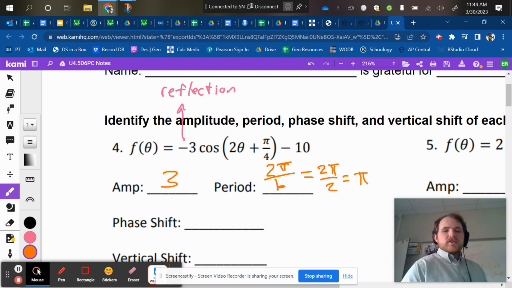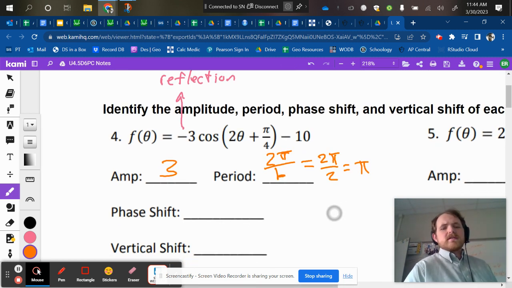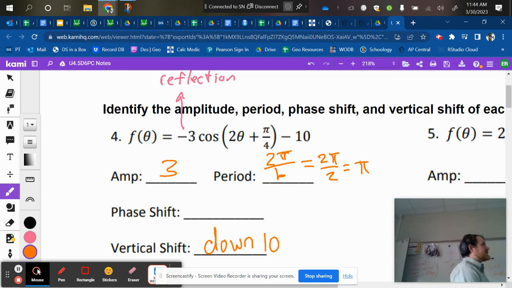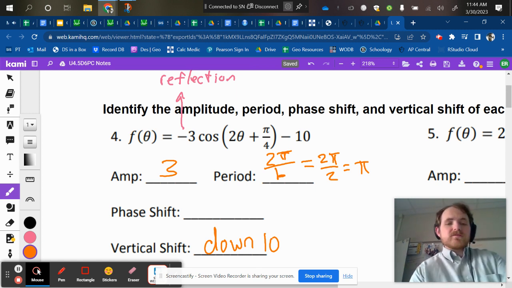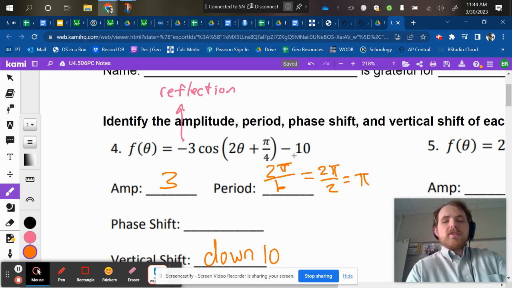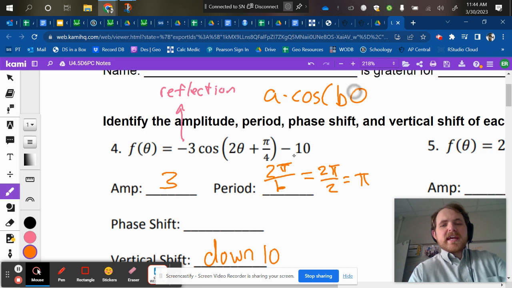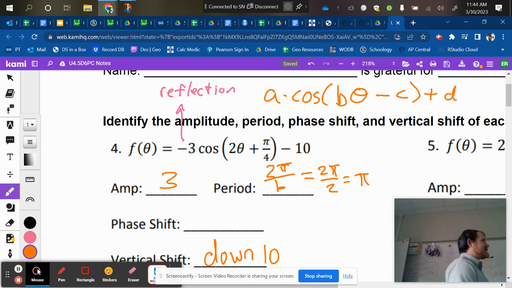Then what is the vertical shift? Minus 10. I'm going to say down 10. And the phase shift is the new part. That's, again, what I think is the hardest part that we have to deal with. If you recall, the parent function looks like this: A times cosine of b theta. And now we're going to add in minus c plus d. Again, the minus c is the new part.